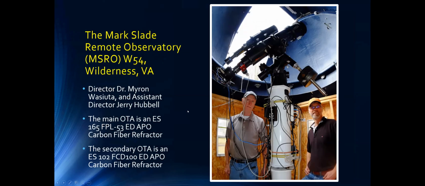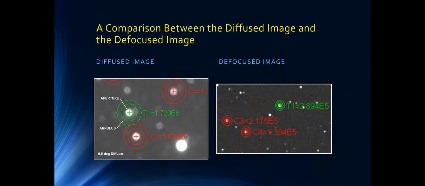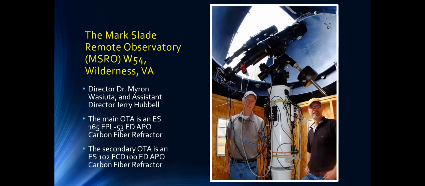This is what the Mark Slade Remote Observatory looks like. It's a small 6.5 inch apo refractor in a 6-foot dome that is remotely accessed over the internet. We do all our observations over the internet.